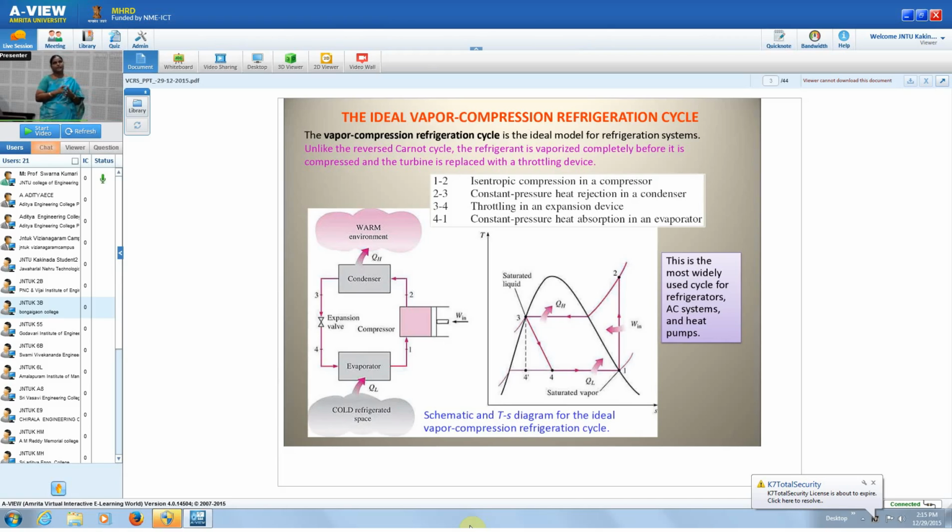So this is the most widely used cycle for refrigerators because the COP of the vapor compression refrigeration is very high. So why it is more is because the refrigerant can change its phase. Okay, so it will convert into liquid and it will convert into vapor. So during condensation the refrigerant will be converted into liquid state, while during evaporation it will convert into vapor state. So that's why the quantity of refrigerant required is also less.